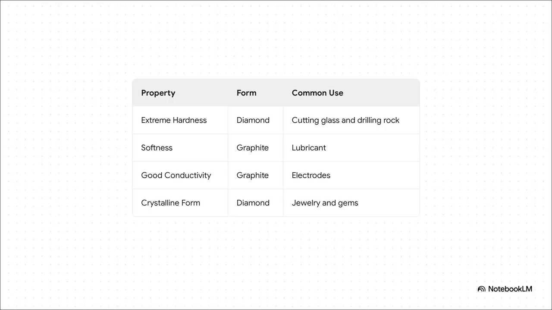And these properties, of course, directly affect how we use them in the real world. That incredible hardness of diamond, perfect for cutting through rock. The slipperiness of graphite makes it a fantastic lubricant. And its ability to conduct electricity is why it's a key ingredient in things like batteries. It all just comes right back to how those atoms are arranged.